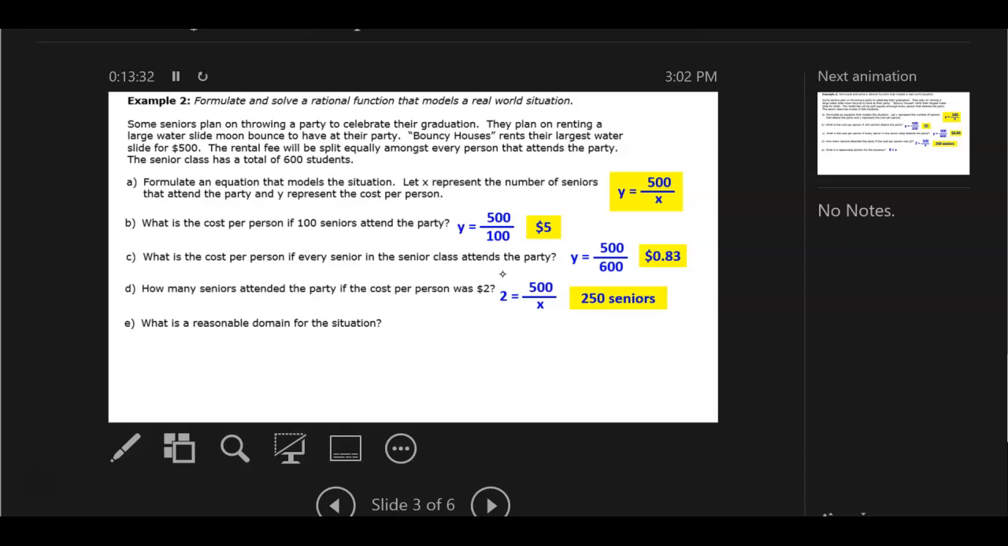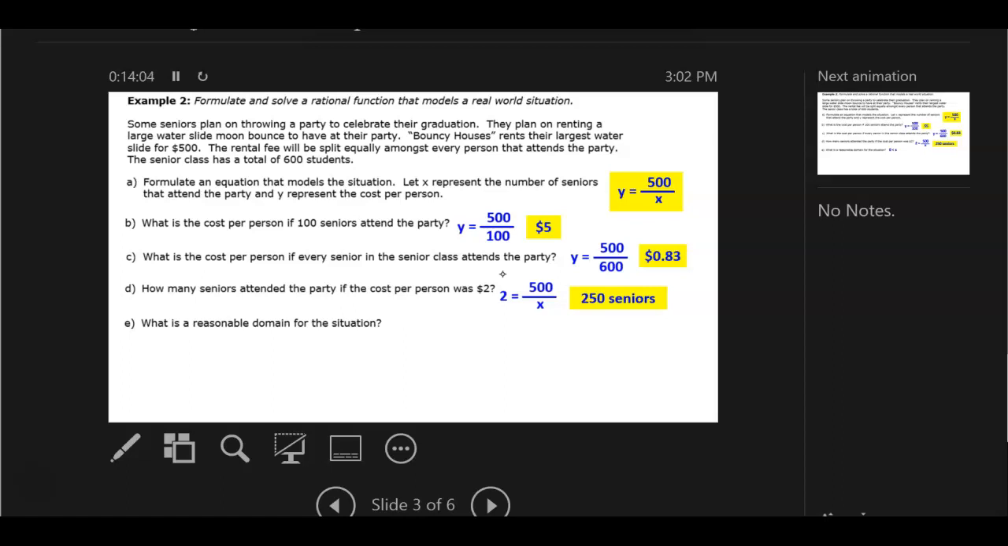So let's think about this, bottom to top. What's the least amount of seniors that can go to this party? 0, right? Literally, that's the lowest it can be. 0 people could go. Now, what's the most people that could attend? There's not that many seniors there. 600. The problem tells us it's a total of 600. So do y'all agree, the least is 0, the most is 600, that's the domain.